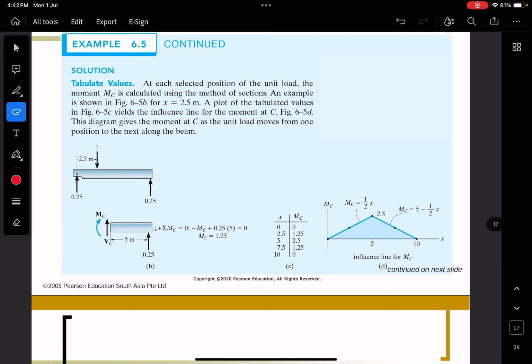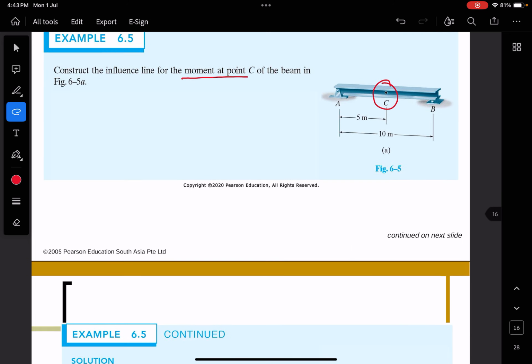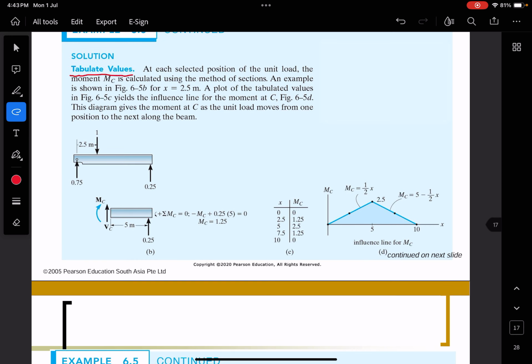So you can use here the first approach, which is tabulate values, yeah, using table. So at each selected position of the unit load, the moment MC is calculated, yeah, because the question asks you to find moment at C. Okay, so you can check again, your C happens to be at the middle of the beam. Okay, 5 meter.